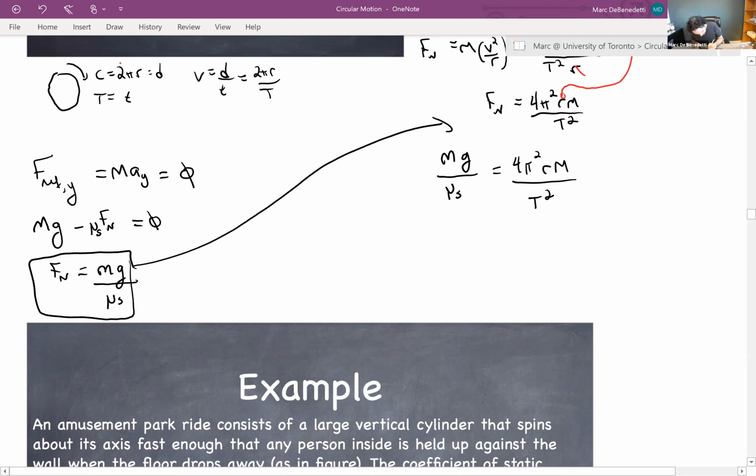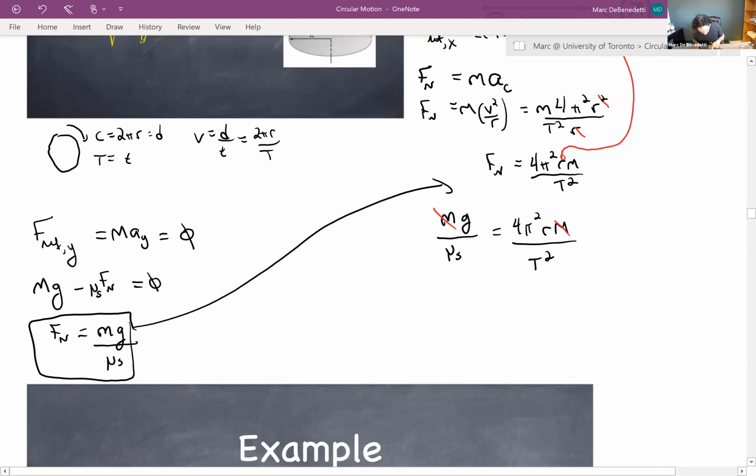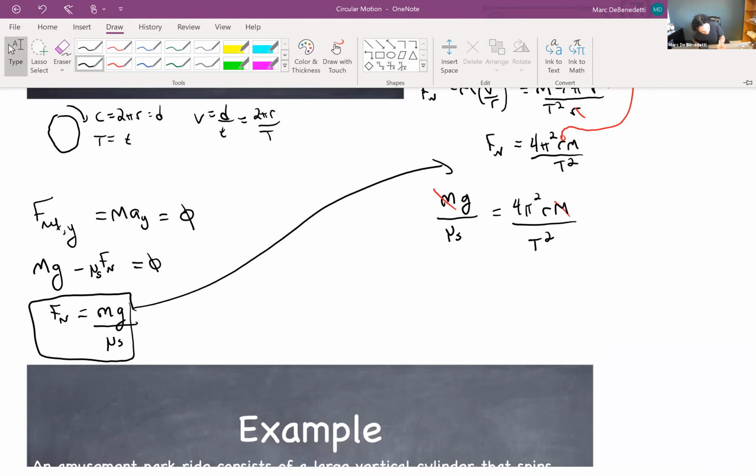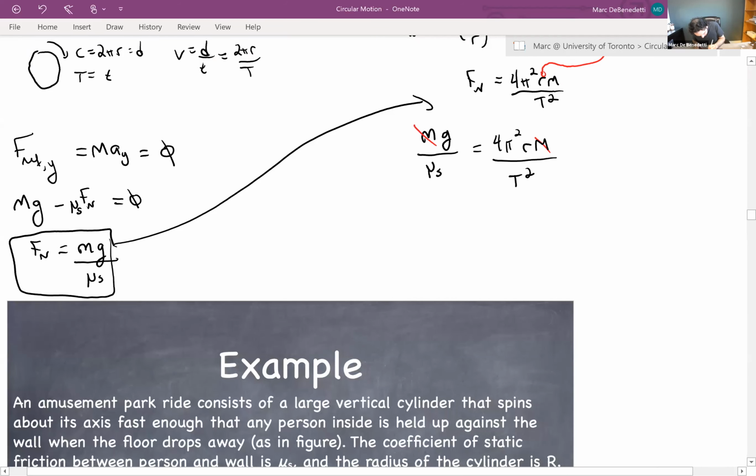Where does that leave us? Well, the m's cancel. That's good because we didn't have m. We have r. And what are we asked for again? We're asked for t. So let's solve for t and see where we're at. Period squared is going to equal 4 pi squared r over mu s over g. And then if we take the square root of both sides, that should be our answer.